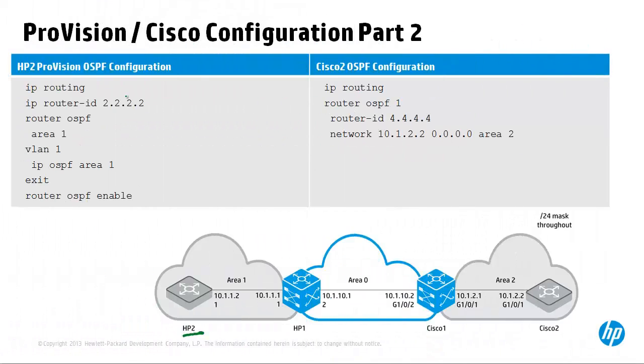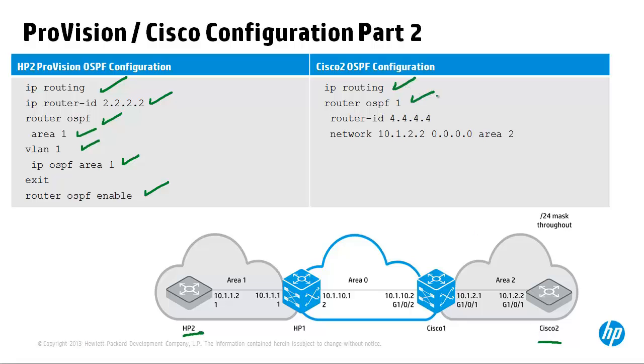On HP2, enable IP routing. Configure a router ID. Configure OSPF. Create the areas, in this case area 1. And then enable OSPF on VLAN 1 in area 1. Enable OSPF.